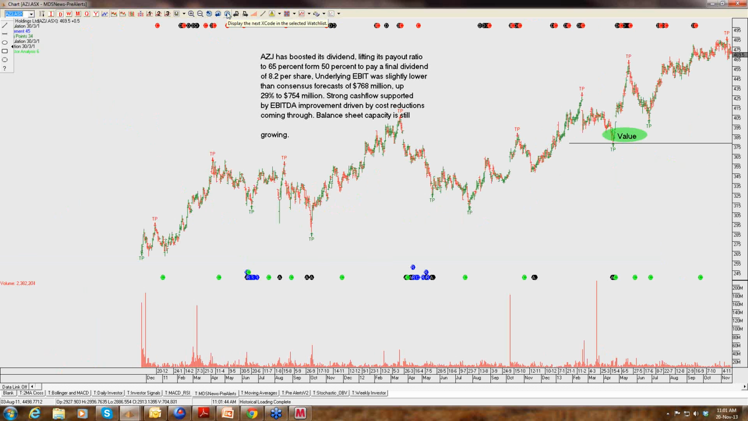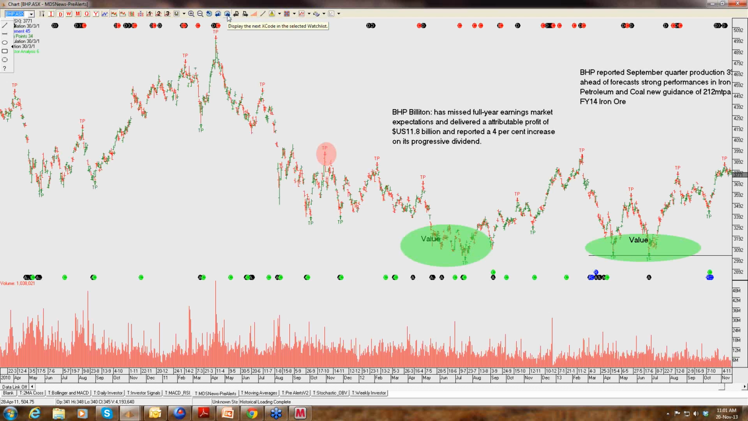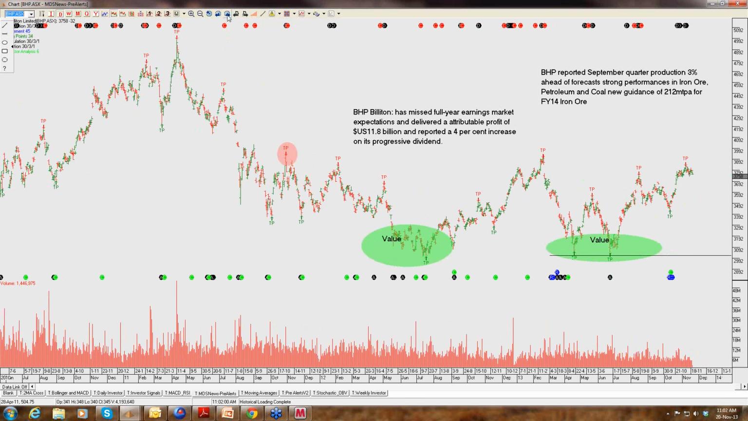AZJ, we continue to like this name. It is trading on an expensive PE, and we won't become aggressive buyers of it again unless we see a pullback around the 450 range. But the market's looking for around 20% EPS growth out of AZJ over the next 12 months.